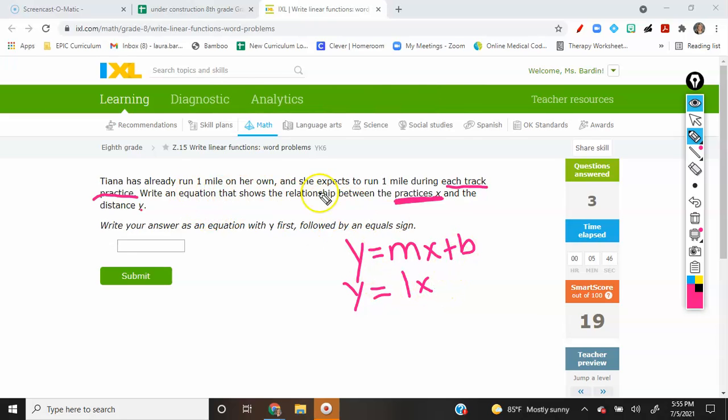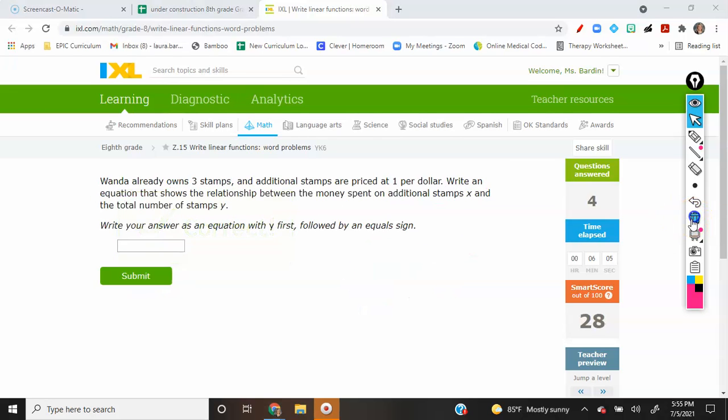And what do we add for our plus b? It says she has already run 1 mile. So here is the equation that we are going to be using. Let's jump it in. Are you ready? Y equals 1x plus 1. And submit. Okay, I'm going to go to the next section. So just 1 minute.